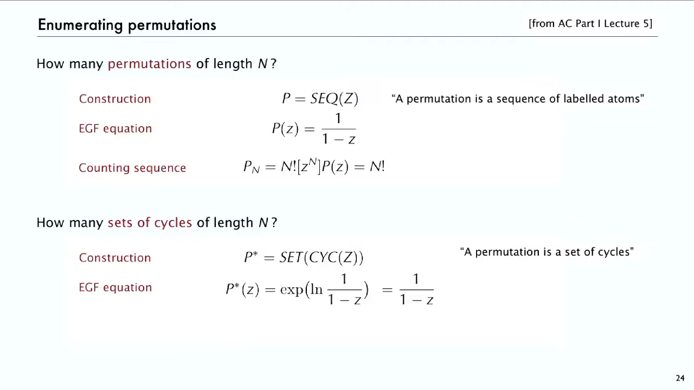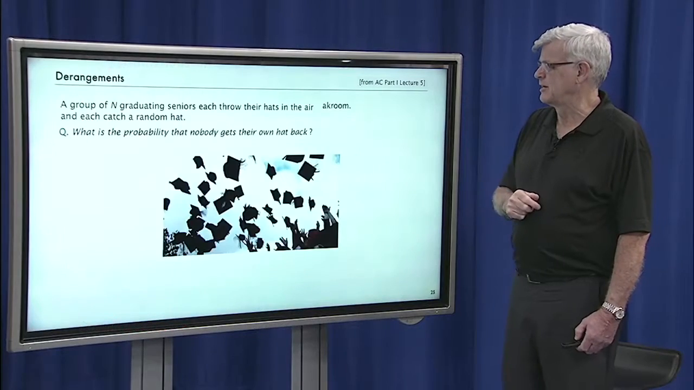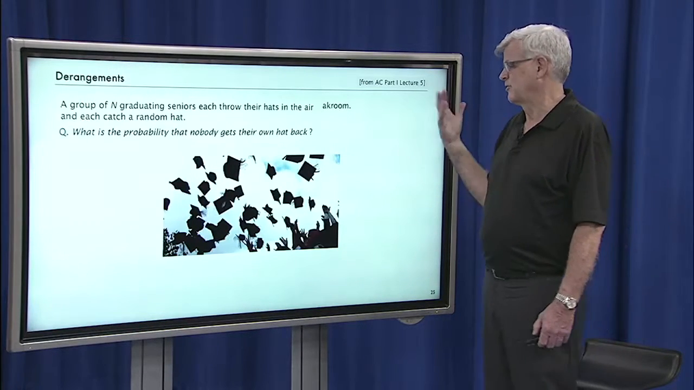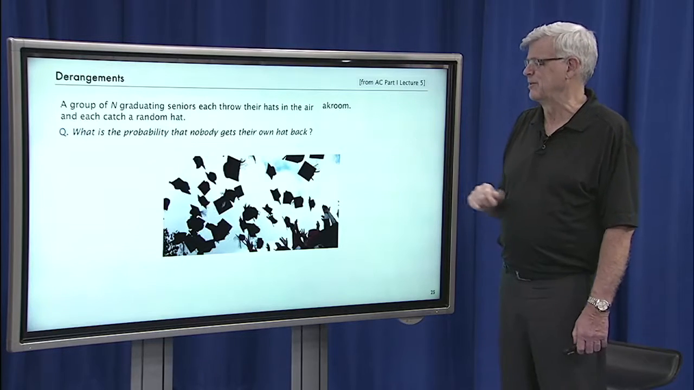So that's a different way of getting to the generating function. But we'll see that we can modify this argument to tell us about the cycle structure of permutations in more detail. And anyway, we get the same result. So let's see a variation of that. And the famous variation of that is called derangements.